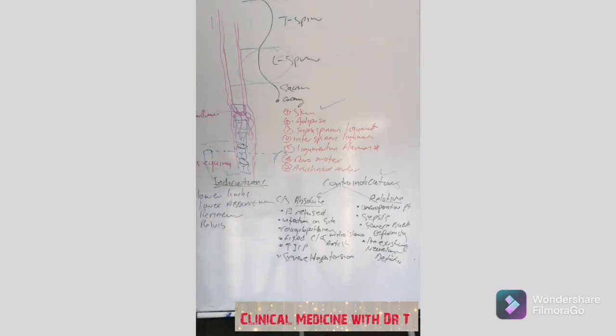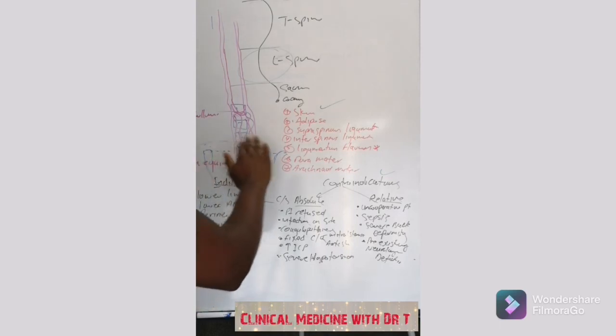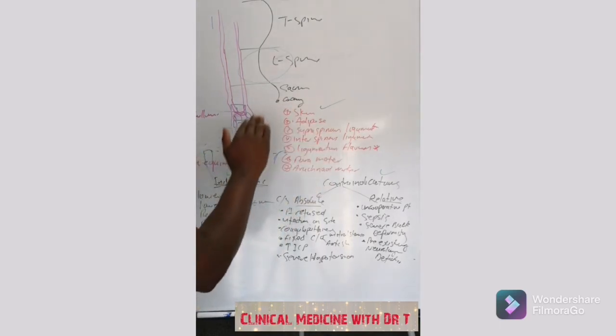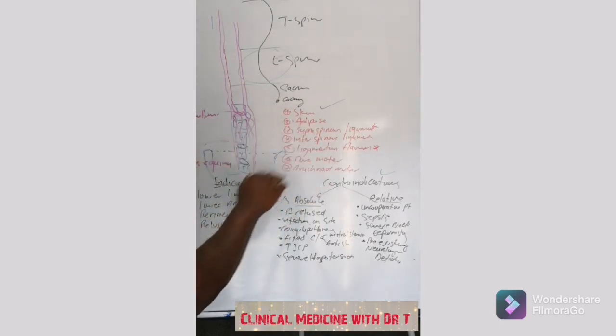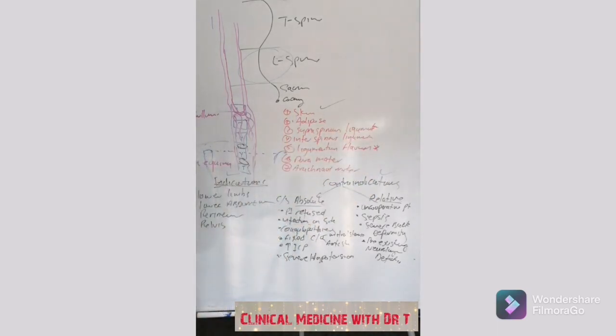So what I was saying is, we must know the indications of a spinal: lower limb surgery, lower abdominal surgery, perineum, and pelvis. And then the layers that you go through are your skin, your adipose, your supraspinous ligament, your interspinous ligament, ligamentum flavum, dura mater, arachnoid mater, and then you are in the space. And like I said, it's the most resistant. It feels like rubber.